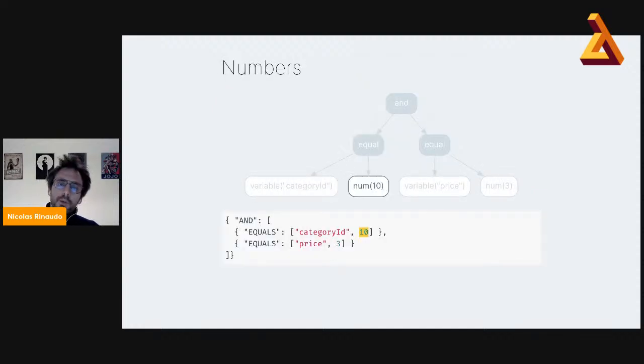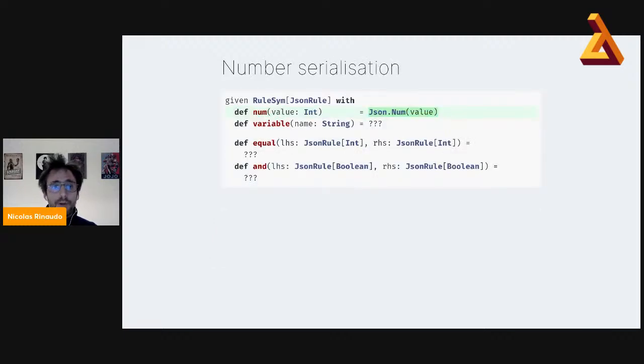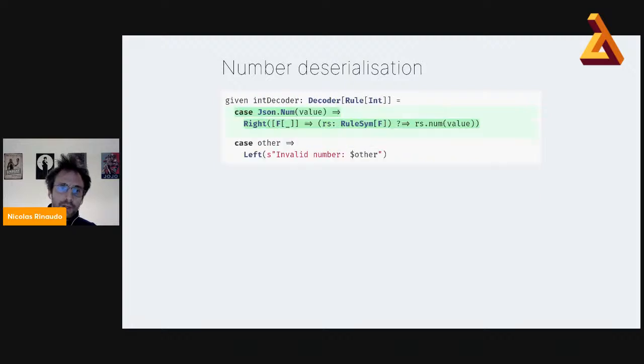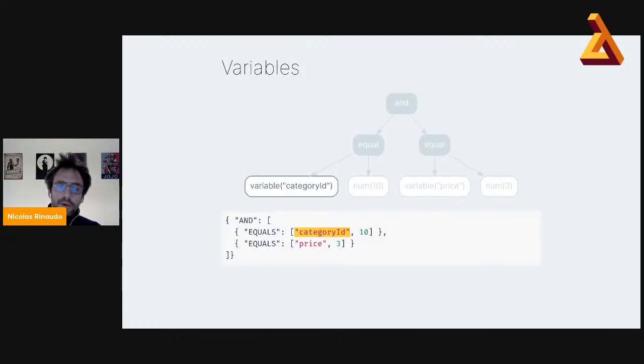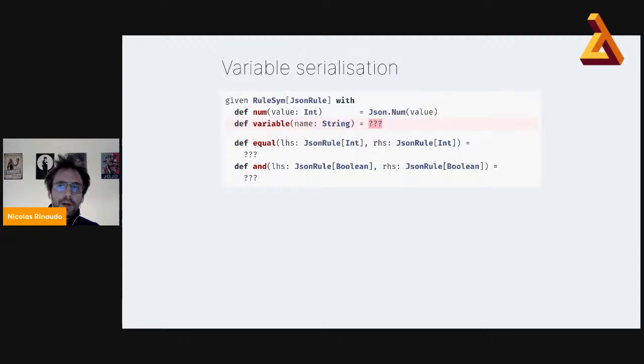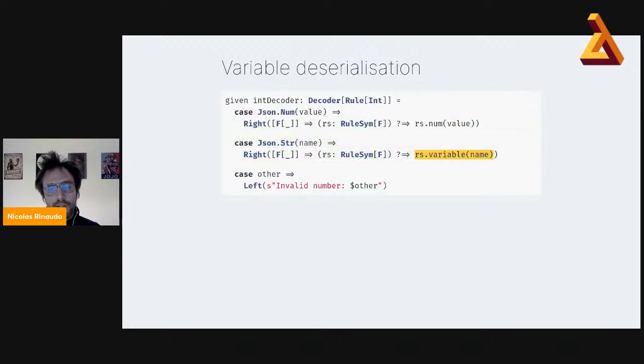Right. So how do you encode and decode numbers? As before, JSON numbers. So if you encounter a num call, you turn that into a JSON number. And if you encounter a JSON number, you have a little bit of boilerplate because you want to return a Rule, right? And you know that a Rule is a polymorphic function that takes a type parameter, f, and then a corresponding RuleSym. So that's a little bit of boilerplate. And then you just call num on the corresponding RuleSym. So you turn that into a number of your language, of the DSL. Similarly, for variables, when you encounter a DSL variable, you turn it into a JSON string. And if you encounter a JSON string, you turn it into a DSL variable.